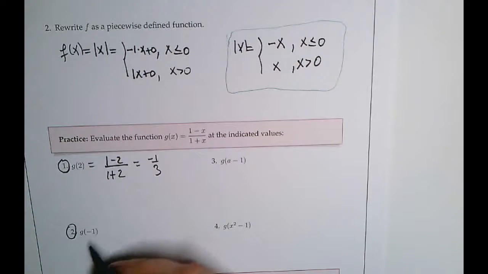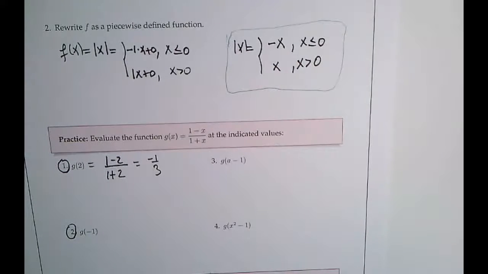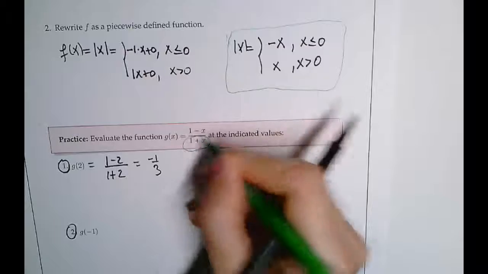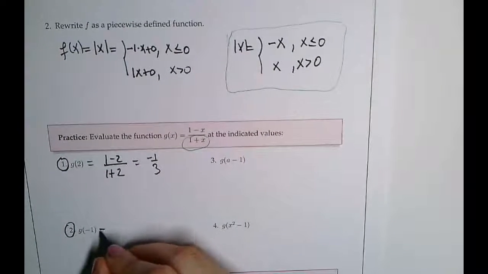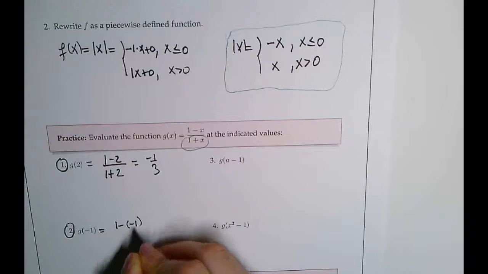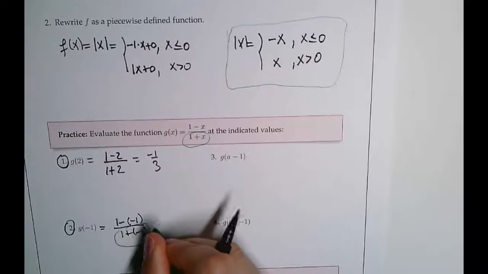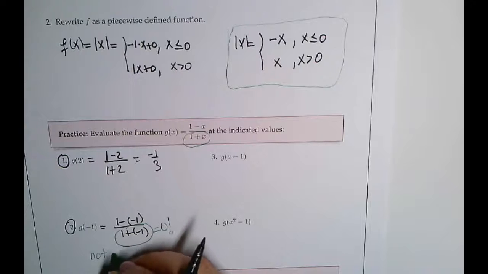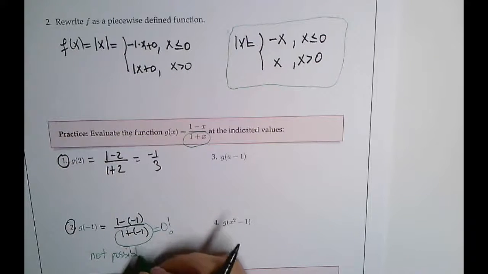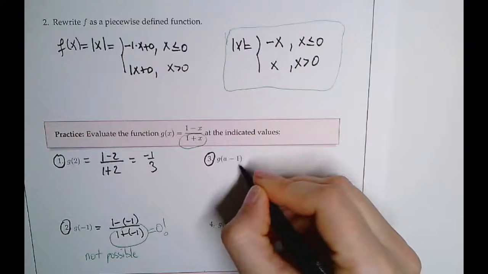What about g of -1? Is -1 in the domain of this rational function? No. If I plug in -1 for x, I'll get 0 at the bottom. So I would have 1 minus -1 over 1 plus -1, but this equals 0. So not possible. I cannot calculate what g of -1 is because -1 is not in the domain of the function.